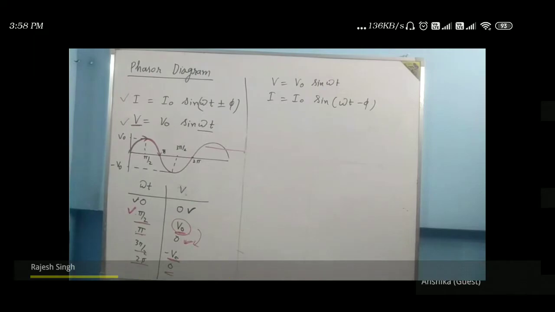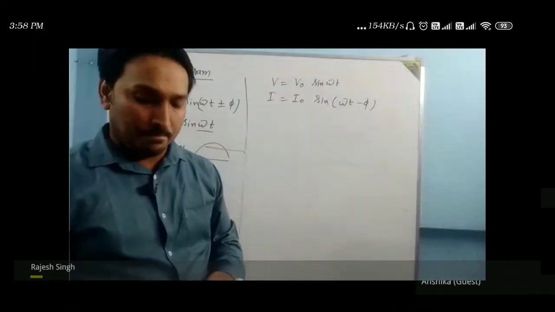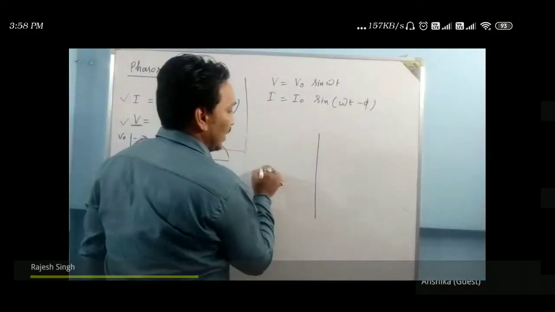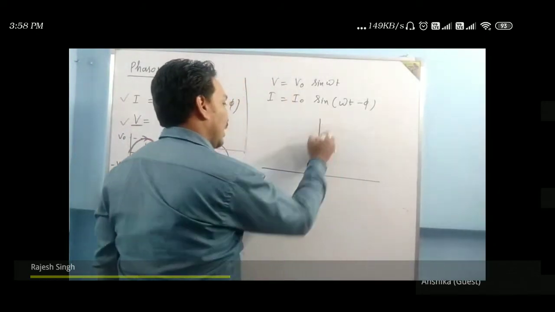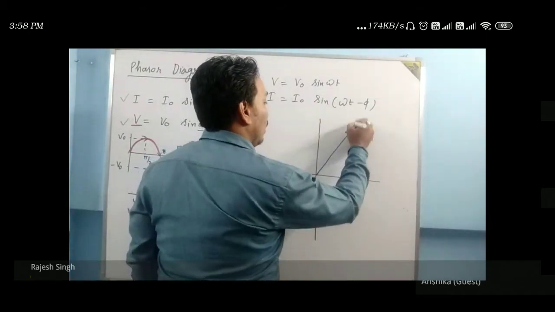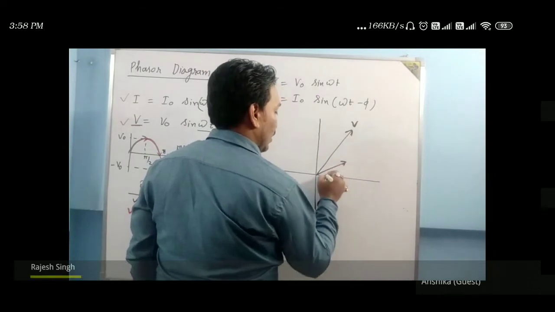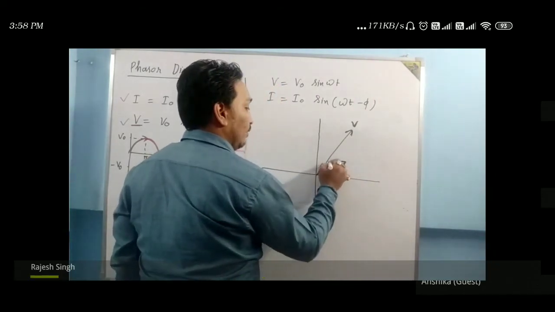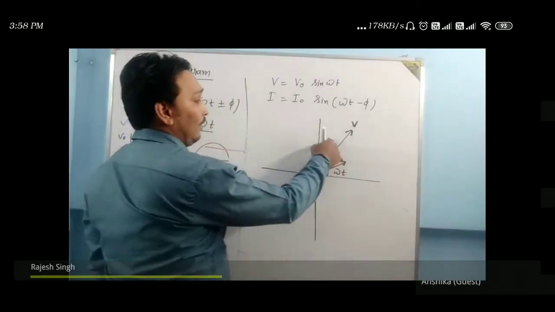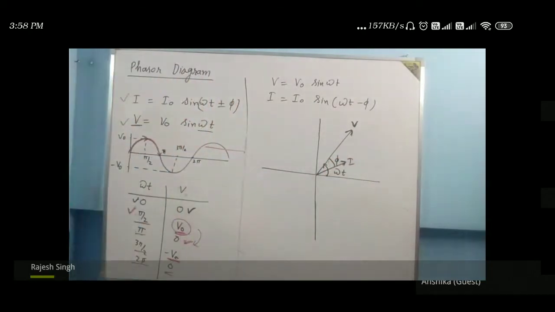Very good, Nikki. So, who is leading, omega t or omega t minus phi? Obviously, the current is behind by an angle phi. If we draw the phasor, this is your V, this is your I. The V makes an angle of omega t. And the angle between V and I is phi. Are you able to understand this?